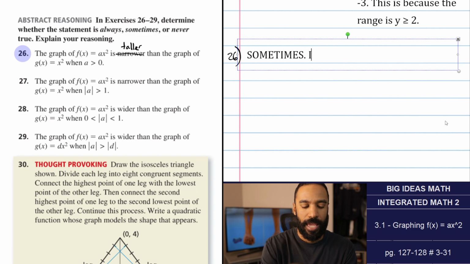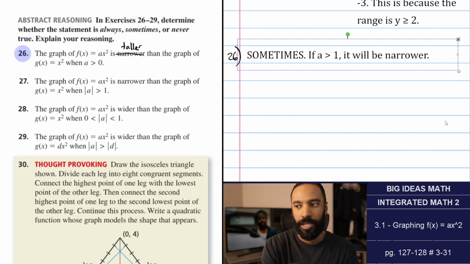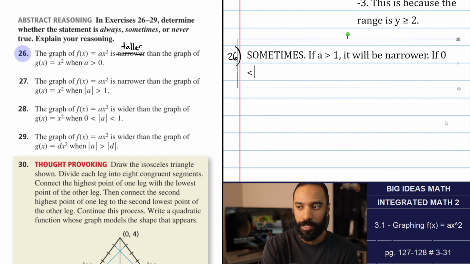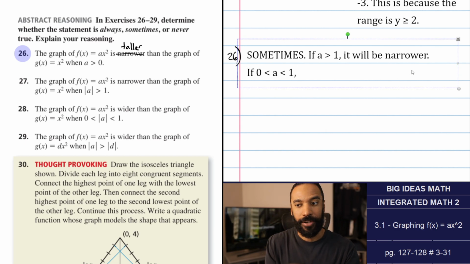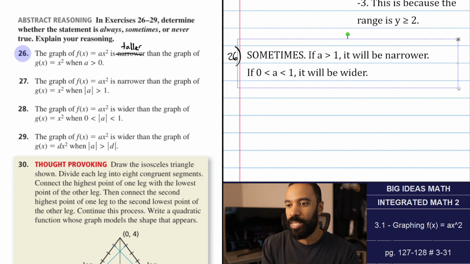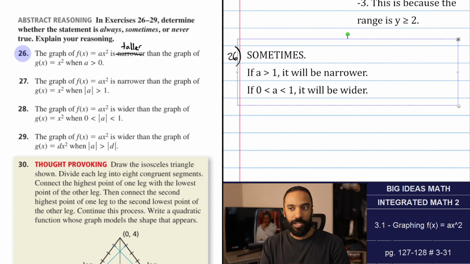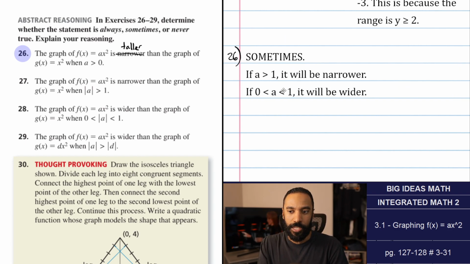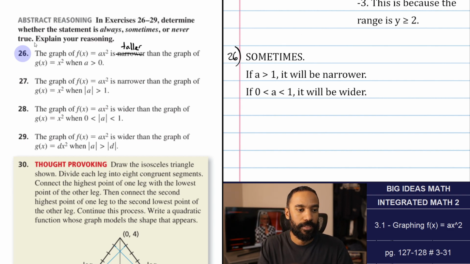Sometimes, if a is greater than 1, it will be taller, narrower. If a is less than 1, between 0 and 1, it will be wider, because it will be vertically compressed. So keep that in mind. Whoops. They just said if it's positive, right? These are two different positive sets. That's an example of sometimes.